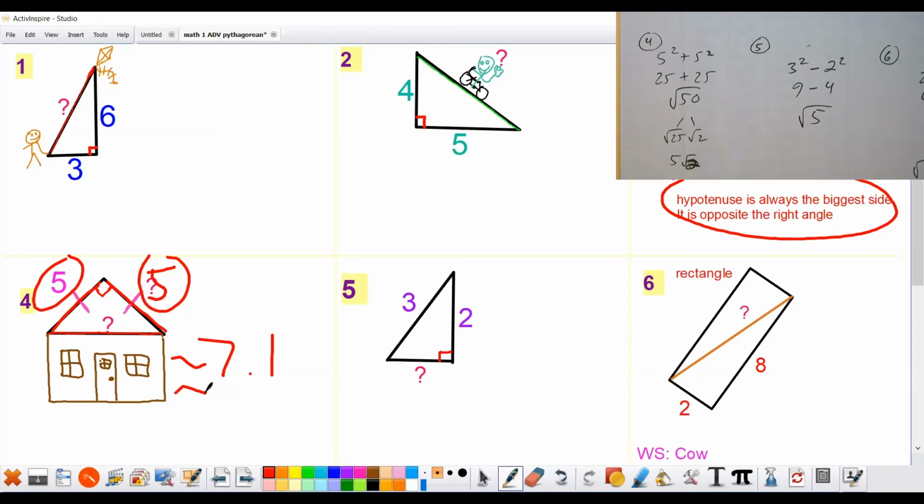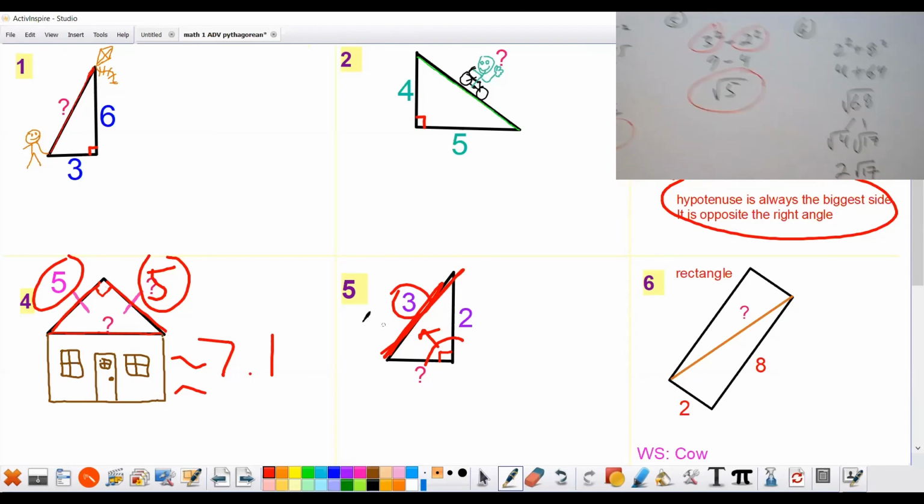Sorry about that. Next one, I noticed I've got the big side, don't I? It's opposite the hypotenuse. See, it doesn't touch it, it's across from it. So I just saved myself some time and said, instead of adding, I know I'm going to subtract. 9 minus 4, radical 5. There was the other one.